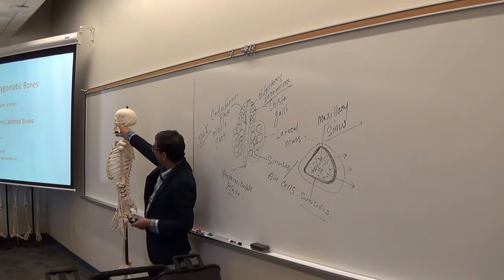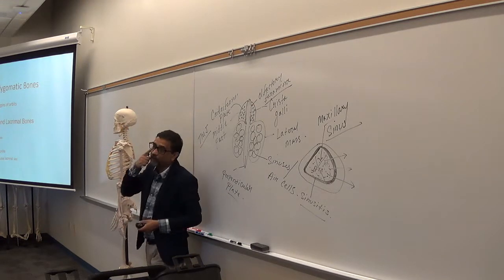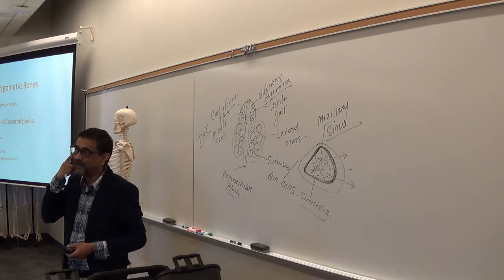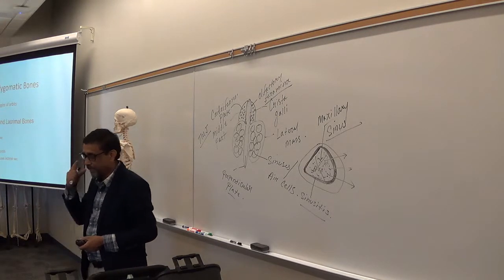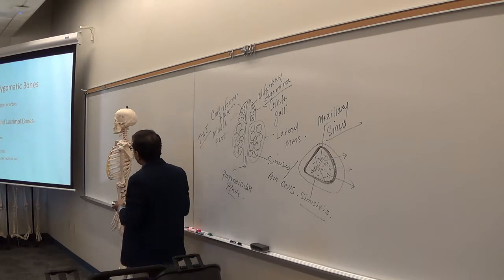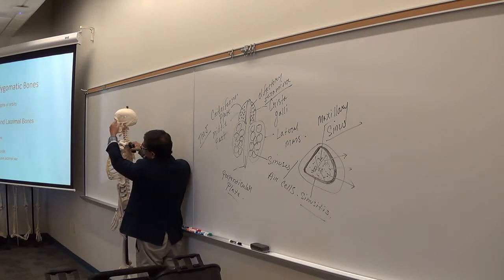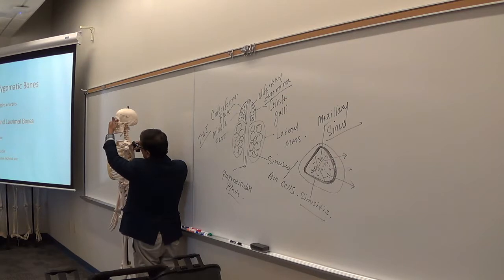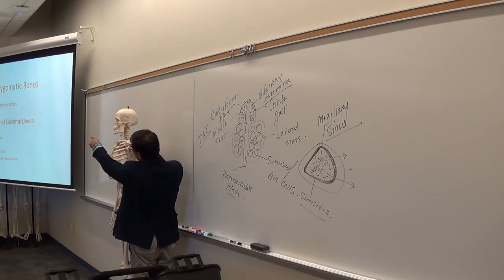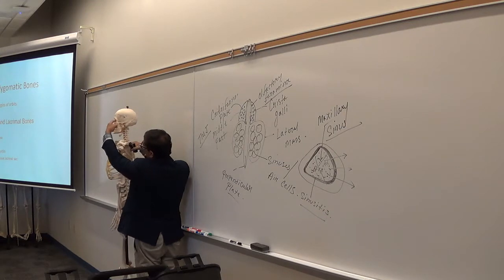Zygomatic bones are also called cheekbones. Here, the prominence of your cheek is given by the zygomatic bone. This is the zygomatic bone, you know that. Now if you look carefully, you see this bone is forming the lateral and inferior border of the orbital margin of the fossa. So that's why it says inferolateral margin of the orbit. This is the orbit, okay? So this is lateral, and this is inferior. So inferior and lateral of the orbit.